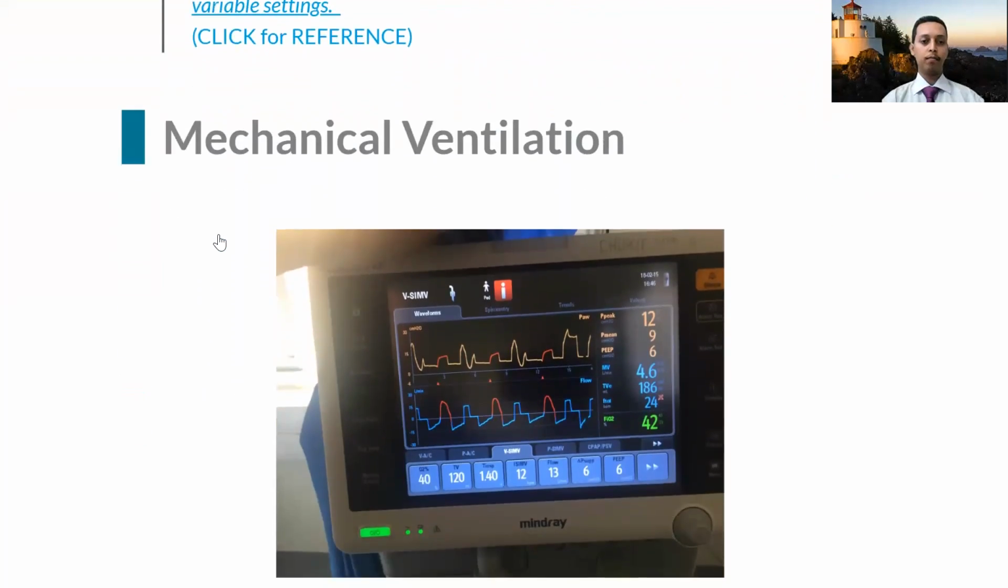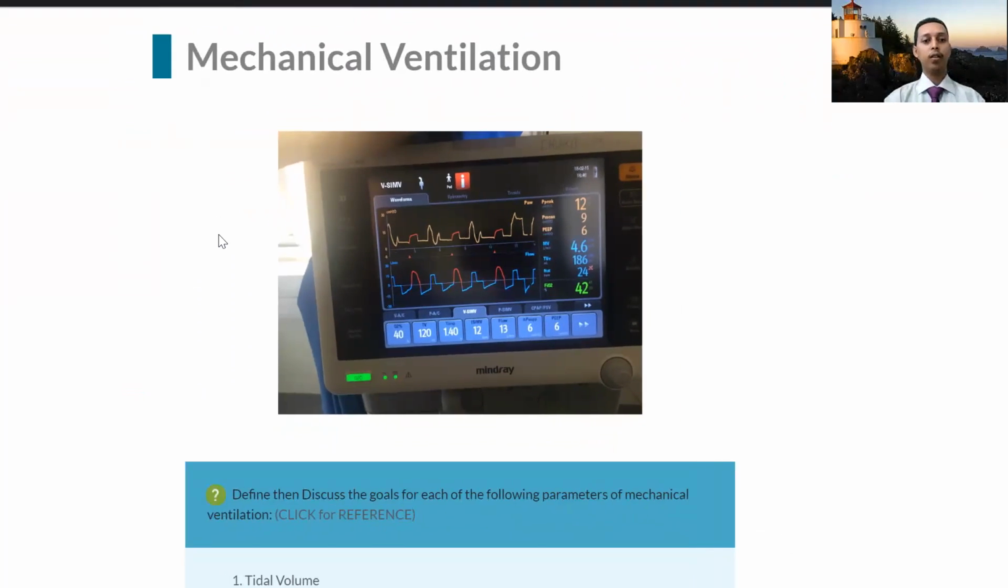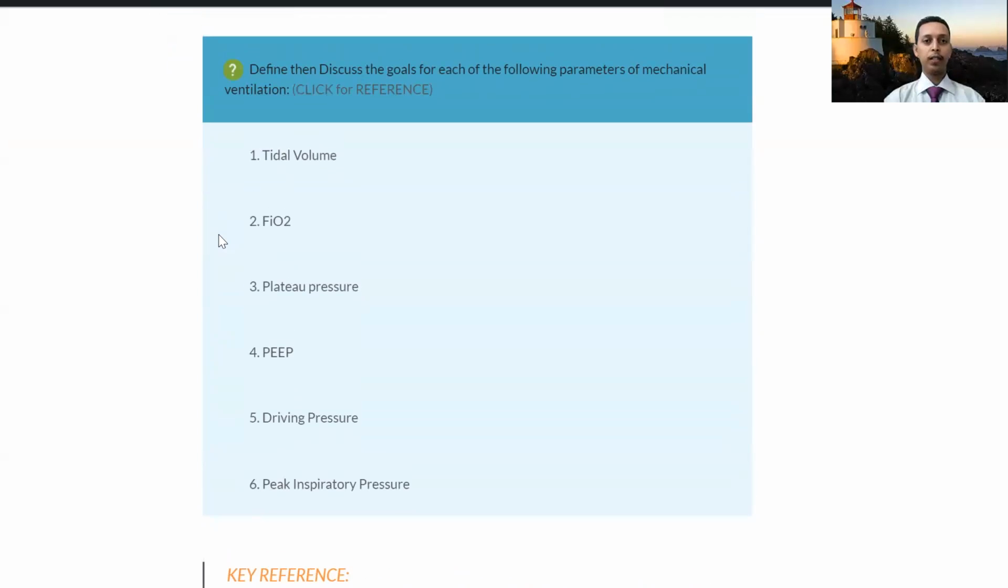So one of the ways of treating a patient with ARDS is by putting the patient on a mechanical ventilator, as you know. So let's see what the next question brings for us. Can you define and discuss the goal for each of the following parameters of mechanical ventilation? I'm sure you have put some of your patients on a mechanical ventilator before, or at least you have seen patients being put on one, and these are the parameters we set, like the tidal volume, fraction of inspired oxygen, plateau pressure, PEEP, driving pressure, peak inspiratory pressure.